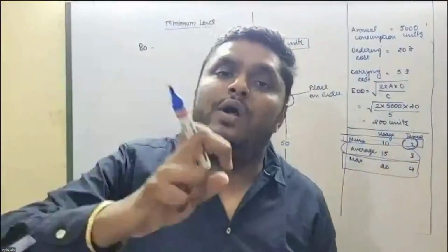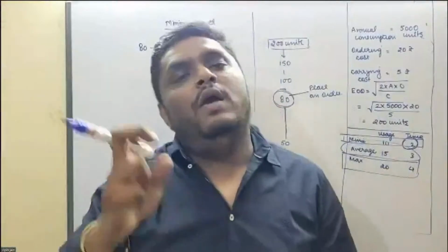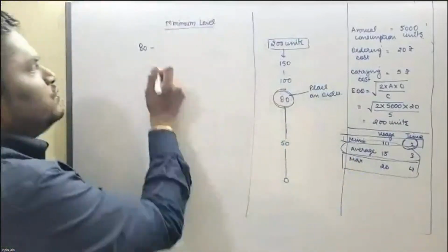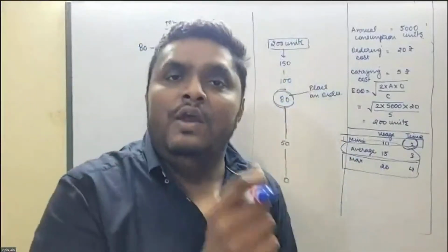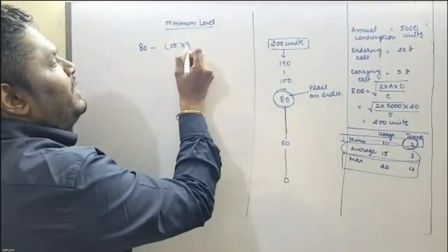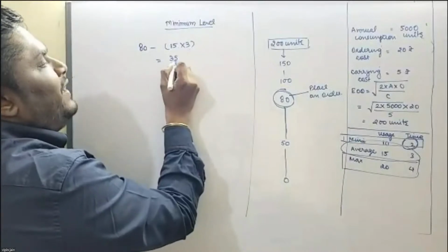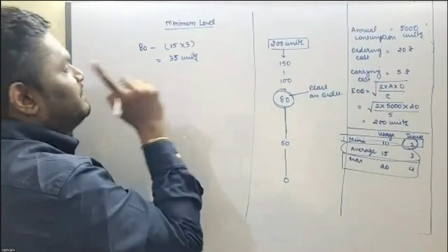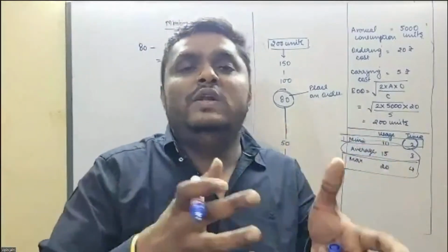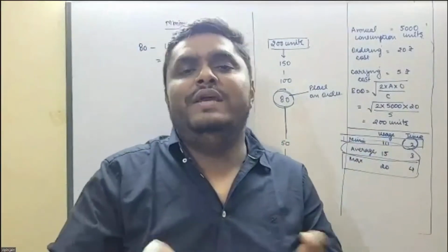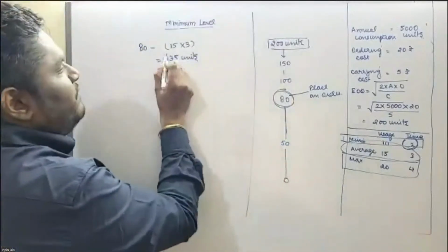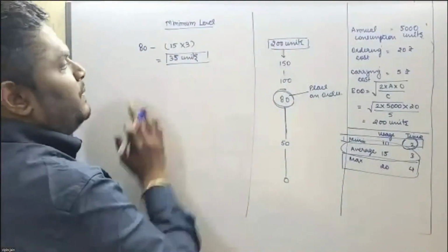Every day, on average, we consume 15 units and, on average, the supplier takes 3 days. So let's take the average figures only. We placed the order at 80. On average, our consumption is 15 and the supplier takes 3 days. It means 35 units is my minimum. Why do we take the average? Because these two situations occur once in a blue moon. So we consider the day-to-day situation while calculating the minimum level. Once we reach 35 units, that is my minimum level.